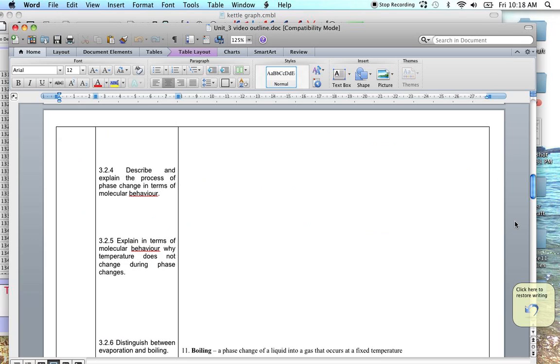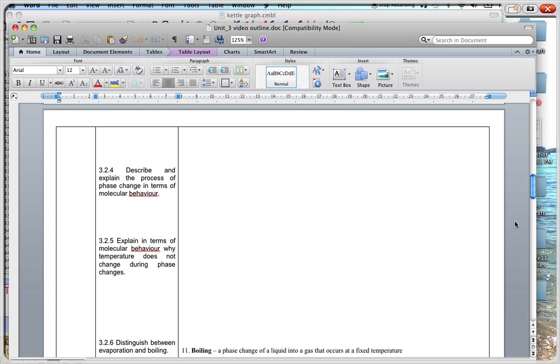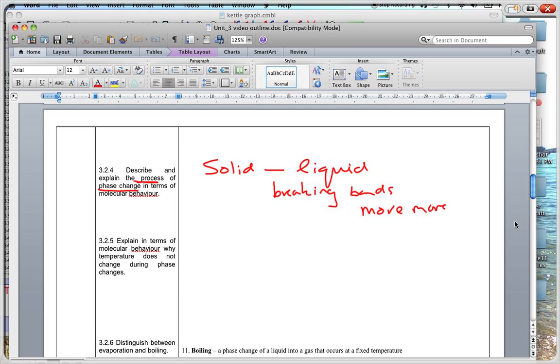So going back to the notes here, I hope you understand these points over here. The process that's taking place in a phase change, basically when you're going from a solid to a liquid, or the reverse, you're getting a breaking of those bonds to the extent that the particles can move more freely, not totally separate, but more freely. You can get some rotational movement.